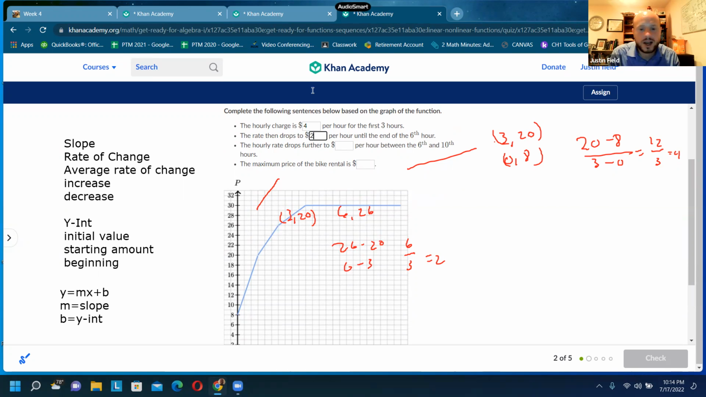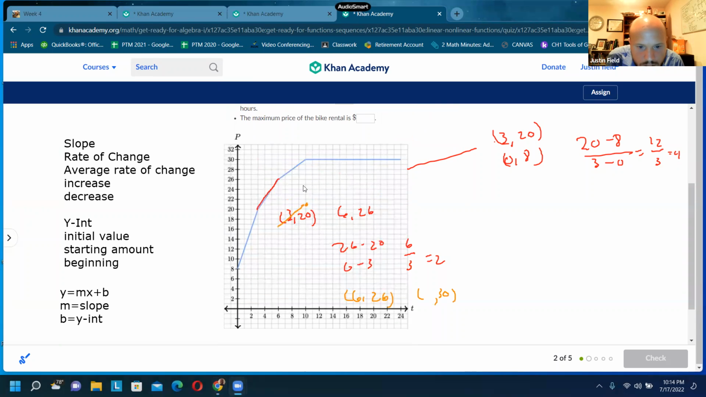So (6, 26), is that right? Okay, now let's change our color here. What is the slope of this line here? It starts at (6, 26), and then what is this? 30. I have no idea what the x value is. I've got to scroll down. 10.